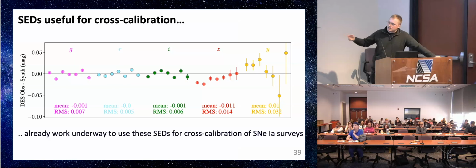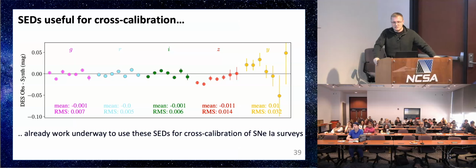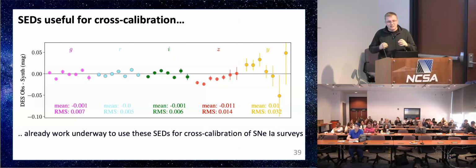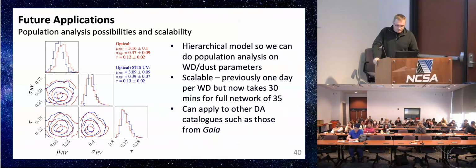And what you can do using this sort of method is you can use the SEDs for cross-calibration between surveys. So we're already in the middle of, well, we've got collaborators that are using our SEDs to combine supernovae catalogs to put them all on the same axes. So yeah, we're really excited about that.